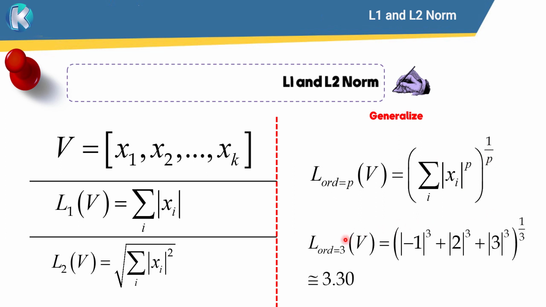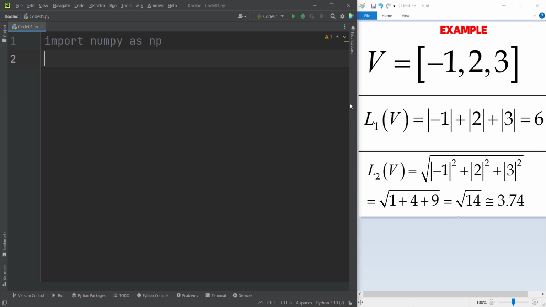For example, if you want to calculate the norm with order equal to 3 of vector v, it is equal to the absolute value of -1 to the power of 3 plus 2 to the power of 3 plus 3 to the power of 3 and the whole term to the power of 1 divided by 3, which is approximately equal to 3.30. And now let's talk about how to calculate the L1 norm and also the L2 norm of vector v in Python programming language using the NumPy package.